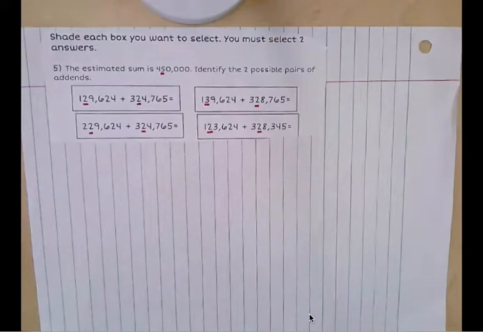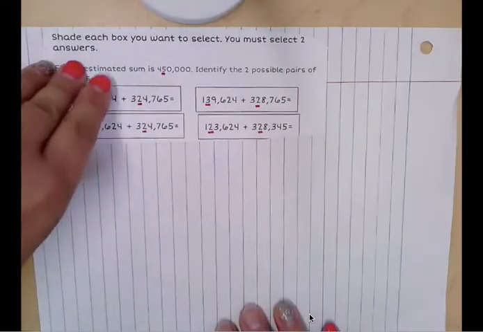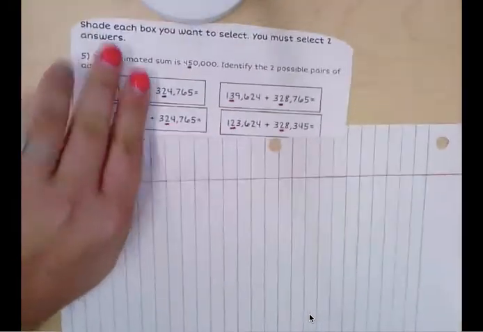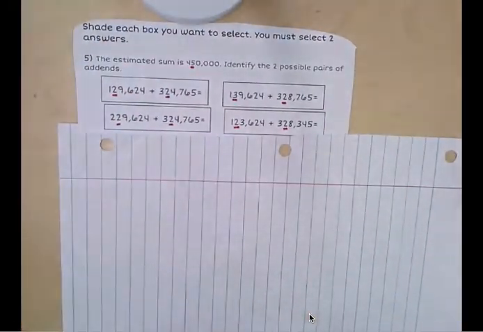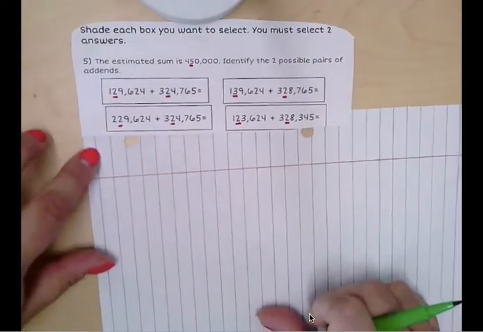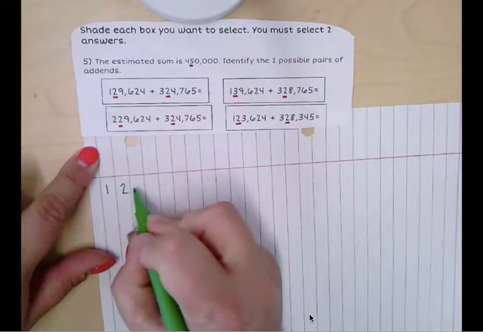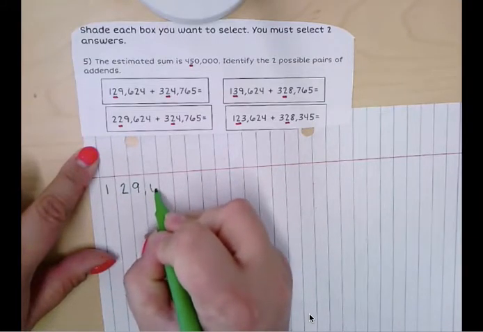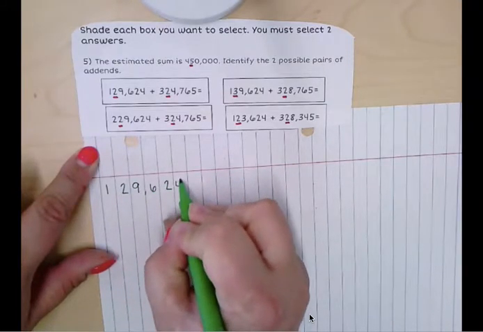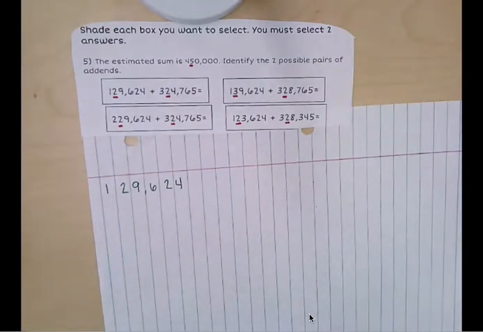Now we have underlined all of the digits that are in the 10,000s place. The next thing we're going to do is, on our sheet of paper, copy them down. So we're going to look at the first pair of addends. We have 129,624. So you're going to copy this down on your paper.